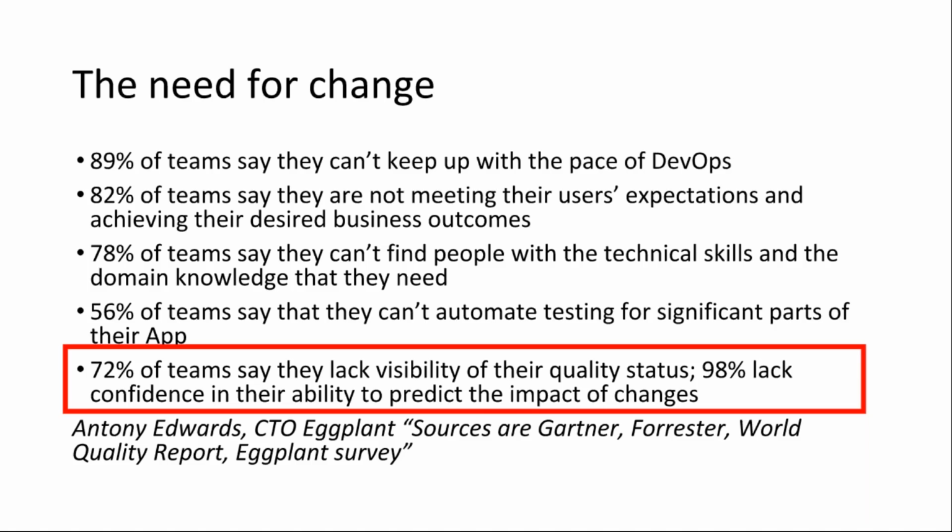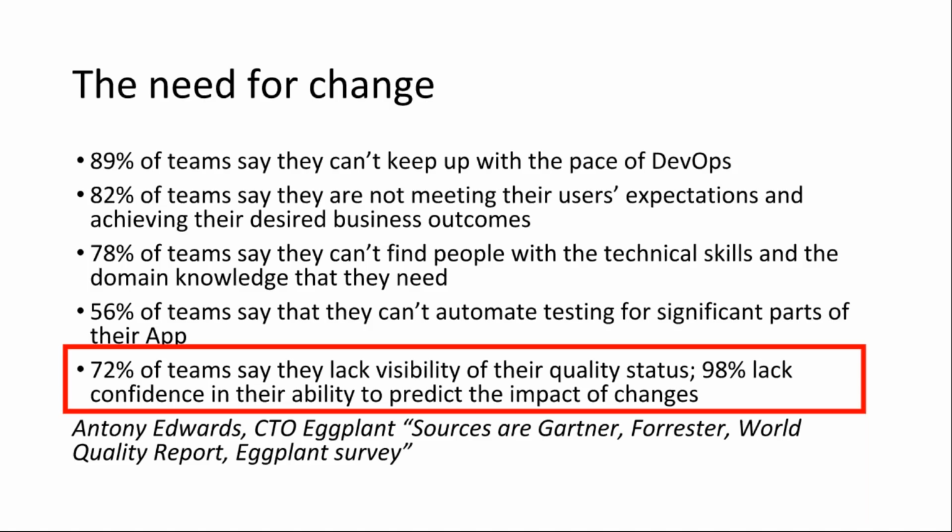And I want to highlight these two statistics here. It's that 72% of teams say they lack visibility of their quality status. So three quarters of teams are saying people do not know the status of the software. They don't know where they are. They're on a journey, but they don't know where they're at on that journey. This is kind of criminal, in some ways. How can testers call themselves professionals if they cannot tell people where the project is at, if the project does not understand where it is at with a feature?